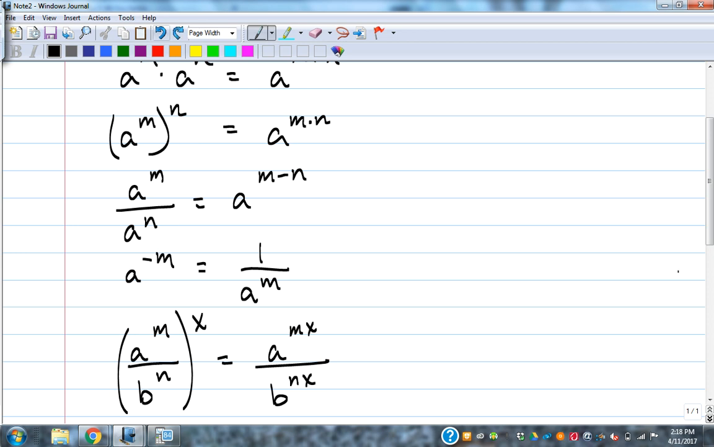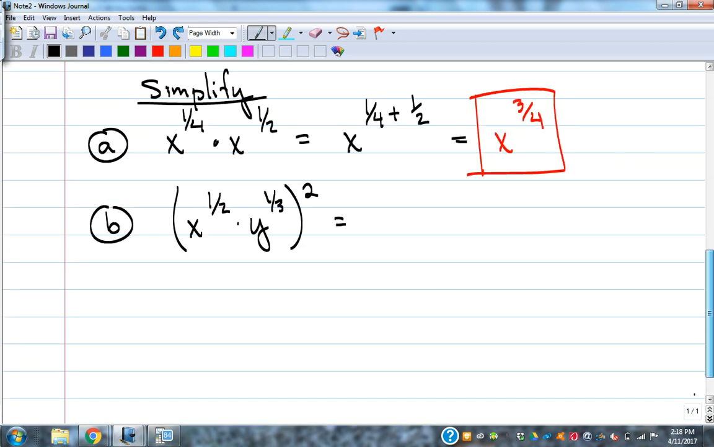It multiplies. So that would be x to the 2 times 1/2 is 1, right? So that's x to the first power. 2 times 1/3 is 2/3. And you've simplified. You've taken that exponent rule and worked it out. Not much happening there, but it is what we're dealing with here.